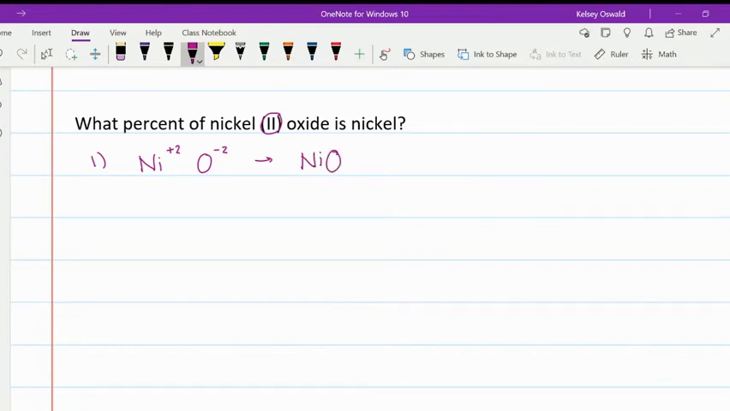So based on this formula, NiO, we want to find what percent of that comes from nickel. Remember, when we're doing our percent composition, we're going to do the mass of our element divided by the total mass of the compound.